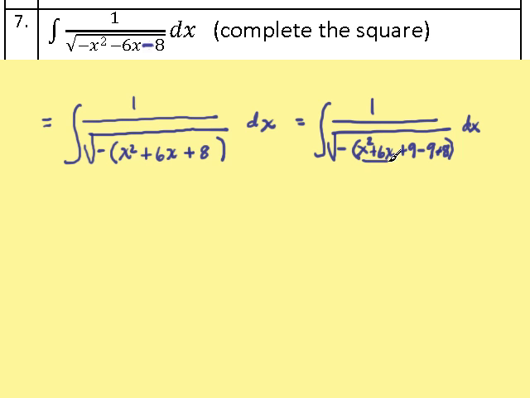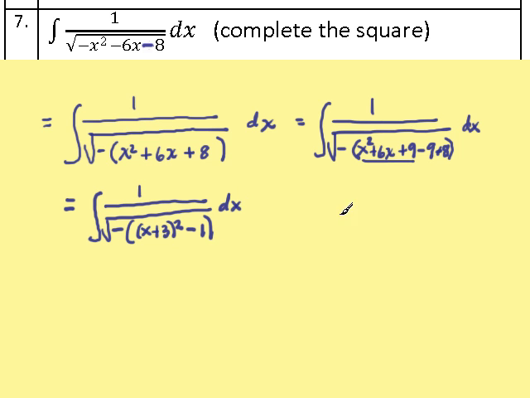Okay, this is our perfect square. This is in parentheses x plus 3 squared. So let's write that. Okay, so we have x plus 3 squared, and then we have minus 1. Minus 9 plus 8, so that's minus 1. And then multiplying through by that negative and opening the parentheses, finally, this is what we have under the square root. This turns around, and we have 1 minus x plus 3 squared. That's when we open up the parentheses.